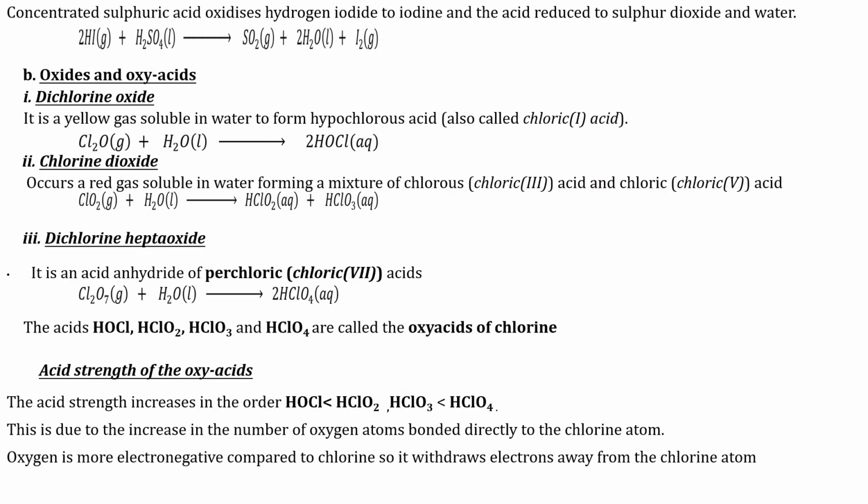Now similarly, like we have looked at the reaction between hydrogen bromide and concentrated sulfuric acid, hydrogen iodide also has the same or similar reaction. Hydrogen iodide gets oxidized to iodine, and sulfuric acid gets reduced to sulfur dioxide gas and water. Now these questions are tricky.